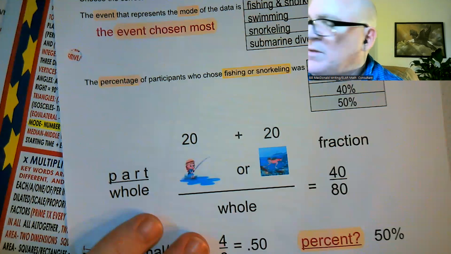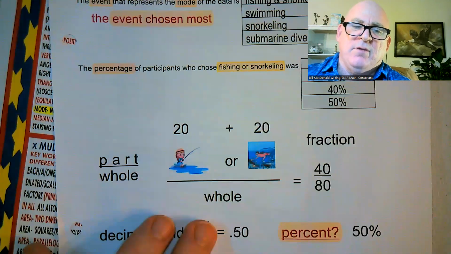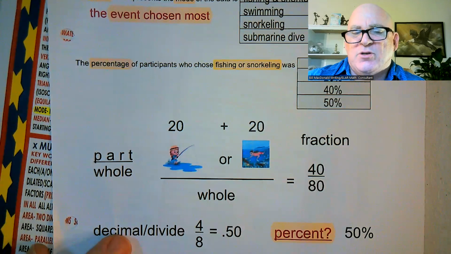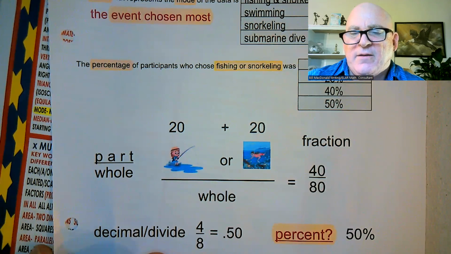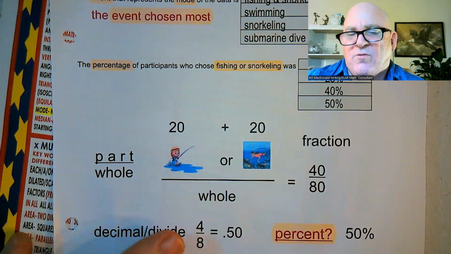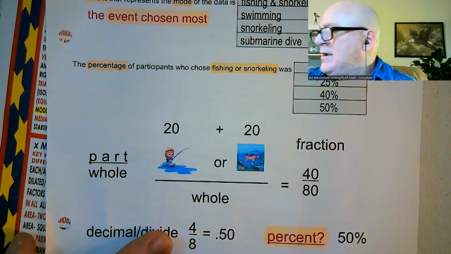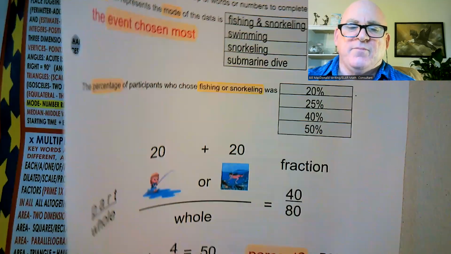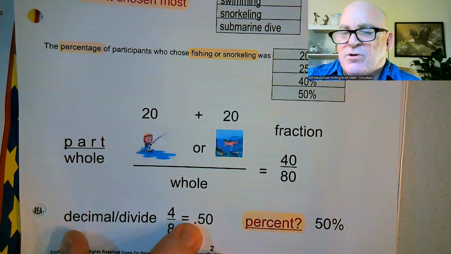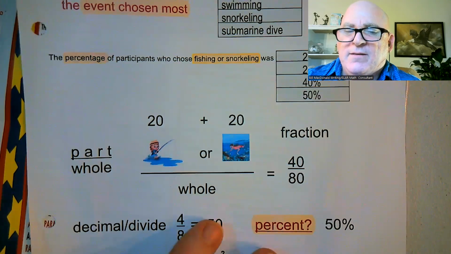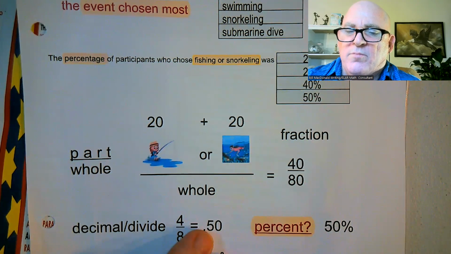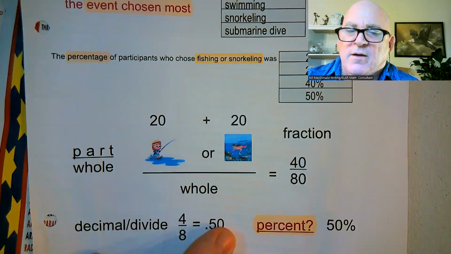So step 2, those kids had to realize I have to take a fraction and turn it to a decimal. And they could either take 40 divided by 80 and divide, or 4 divided by 8 and divide, and they would end up getting 0 and 50 hundredths, or 0 and 5/10, either way. I'll show you that in a second. But then they had to say, okay, well, with percent, how much is 50 hundredths in percent?